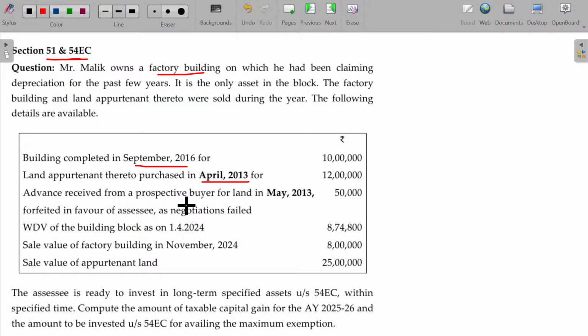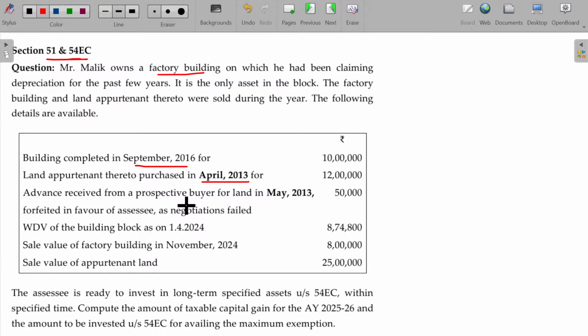Now, the main thing you have to note here is, as he uses the building for his factory, office, or business purpose, he might have claimed the depreciation for the building. So building automatically falls under depreciable assets under section 32 as well as section 50 for the capital gains calculation. Land is not a depreciable asset, so it will be as per the regular calculation under section 45. Okay, you have to segregate that.